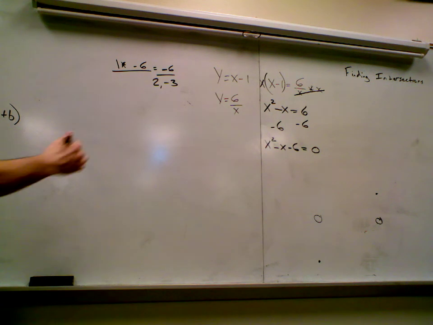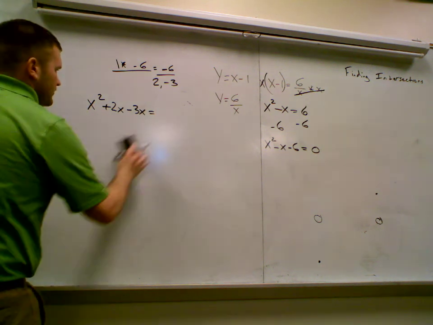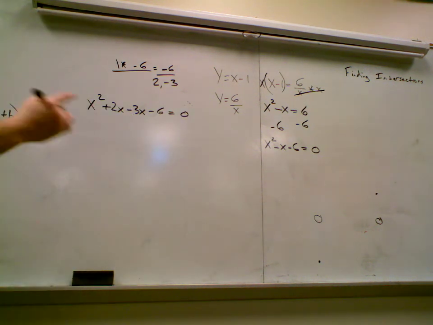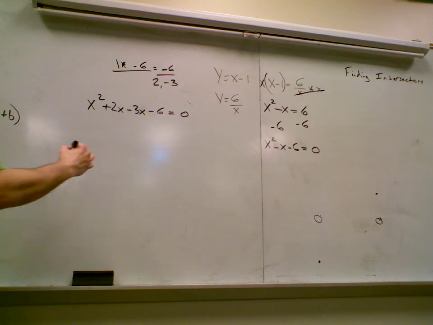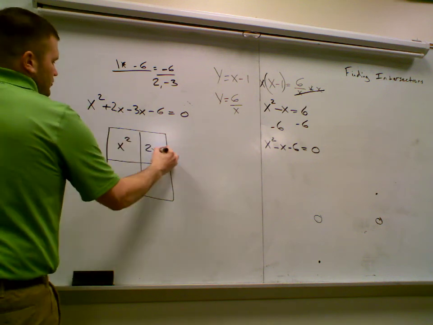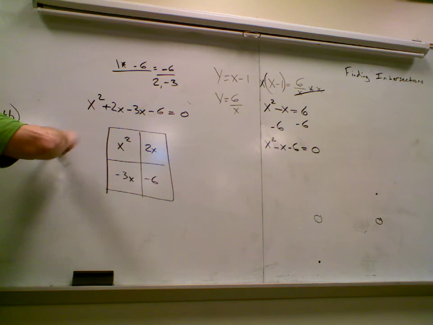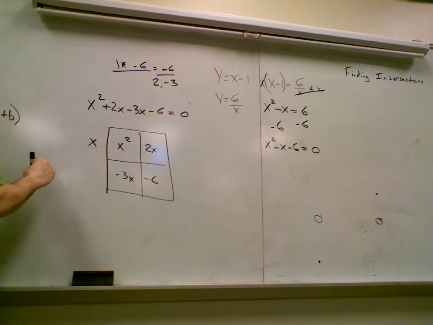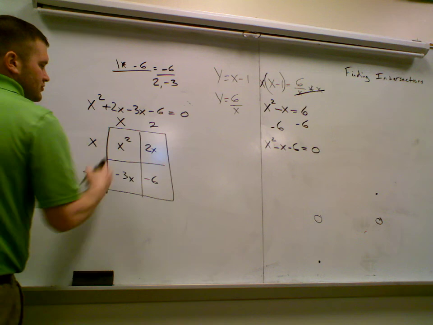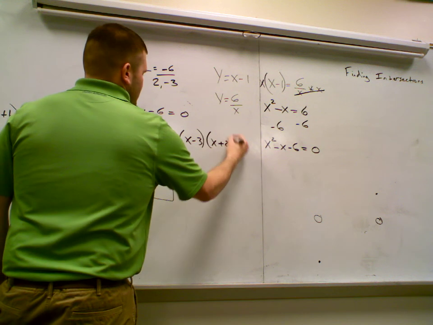So now I can do this. X squared plus 2x minus 3x, oh, forgot my negative 6. Minus 6 equals 0. What's the next step? Can you ignore the 0? Yeah, you can ignore the 0, just like we did yesterday. X squared, 2x, negative 3x, negative 6. So we're boxing. 1x, GCF 1x. Negative 3. 2. So our factors then are x minus 3 and x plus 2.